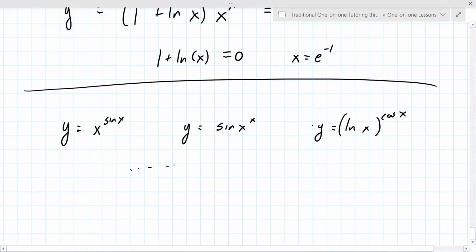Then there's an infinite number of these, but they're all the same. You do the same, ln of both sides, product rule. It's almost always product rule. Could be a quotient rule in some scenario I'm not thinking about.